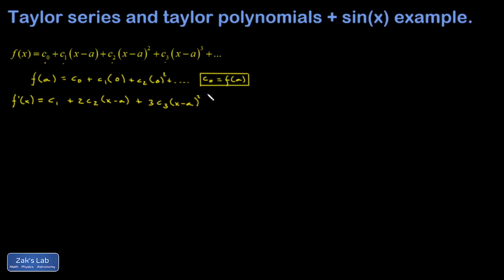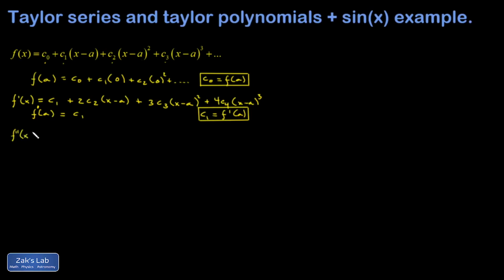And just to make us very confident that we're detecting the pattern correctly, I'm going to go ahead and extend this to the term that originally started with a power of 4 on it. All right, same trick, plug in x equals a. Every term with an x minus a in it is going to vanish, and you end up with just c1. So we just found that c1 is f prime of a.